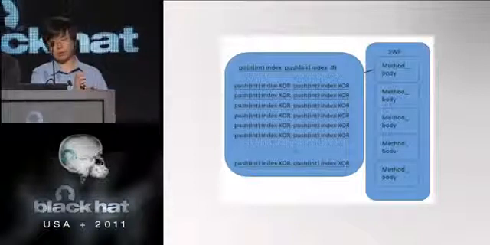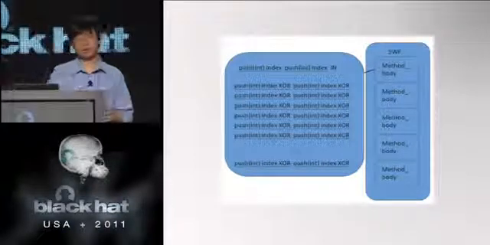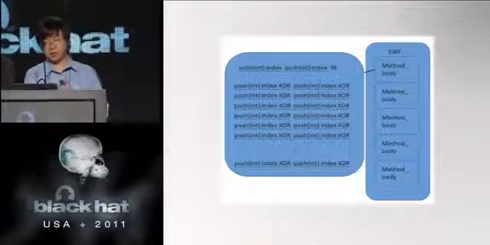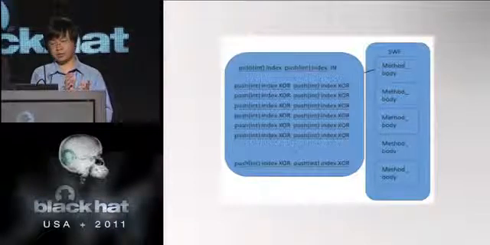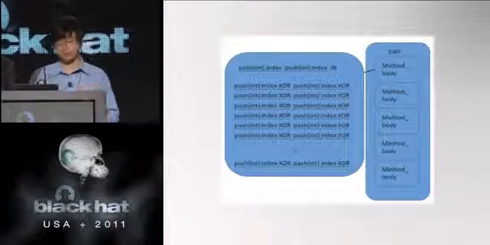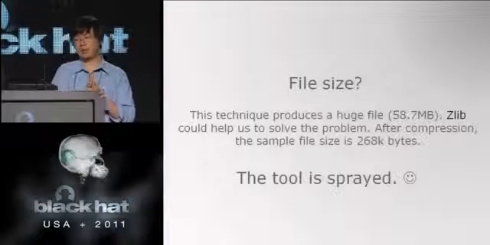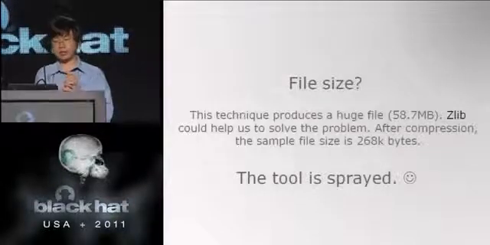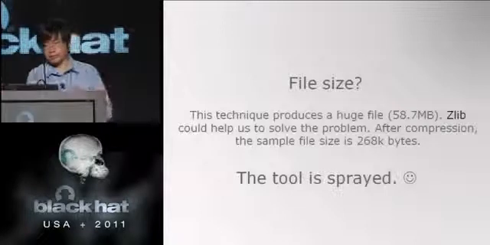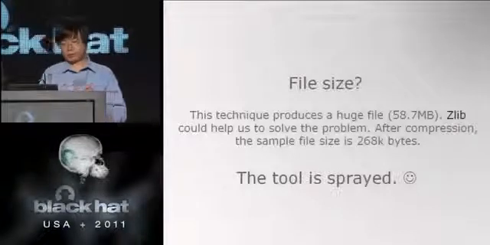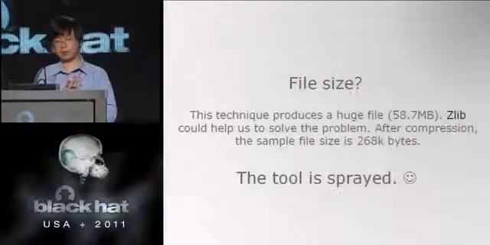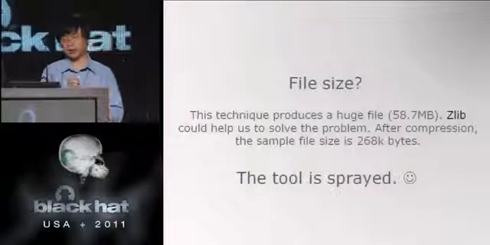This approach has a much better result. In our testing, we have around 10,000 master bodies in a flash file, and each master body includes 2,045 XOR instructions. You may ask how big the file is. Exactly, this technique produces a huge file. In our testing, the file is around 58 megabytes. However, the Z library can help a lot. After compression, the file size is reduced to 268 kilobytes.